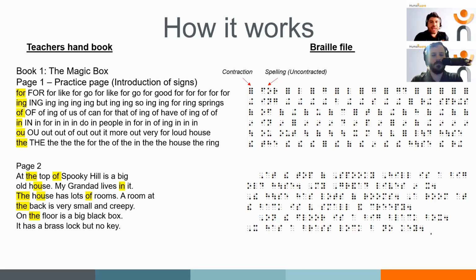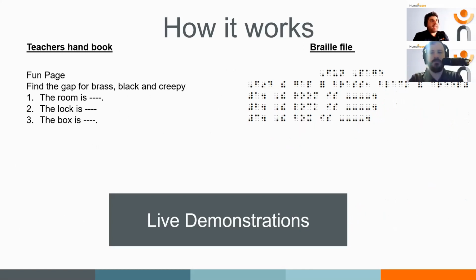Now, page 2 is where the actual story begins. As the story begins, this really is promoting comprehension skills. Then, when they get to the very end of the book, that's where the fun pages are. At the very end of each booklet, so series 1 to 10, it's intended to stimulate the child's interest and understanding of the story and gives them the opportunity for written work based on what the child has read. So at the very end, we have the fun pages where it says, find the gap for brass, black, and creepy. And on the right-hand side, this is what it looks like on the Braille file when the student opens that up using their Key BRF book.